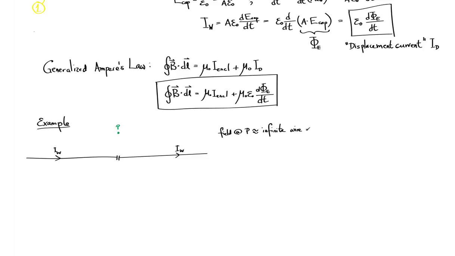So basically it should just be what it is for a wire. It'd be mu naught I in the wire over 2 pi r, where r is the radial distance from the axis of the wire to point P.